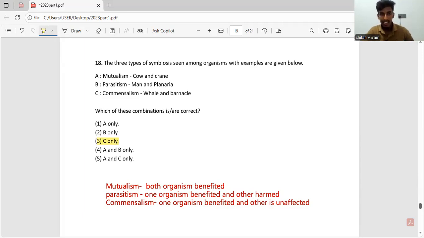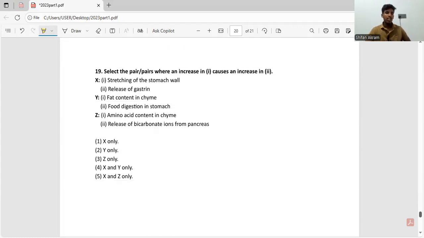Now let's go through the 19th question. Select the pairs where an increase of the first event causes an increase in the second event.